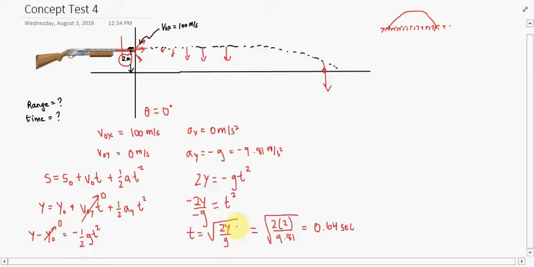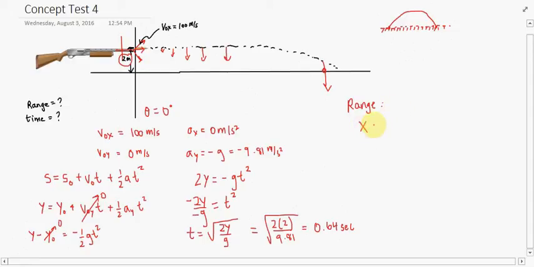So you also realize that the higher this change in displacement, or the higher the gun is above the ground, the bigger this value will be, and the longer the time will take. In any case, let's try and solve for the range. So that's another fundamental equation that we can use. Now we're trying to solve for how far it will travel in the x direction.